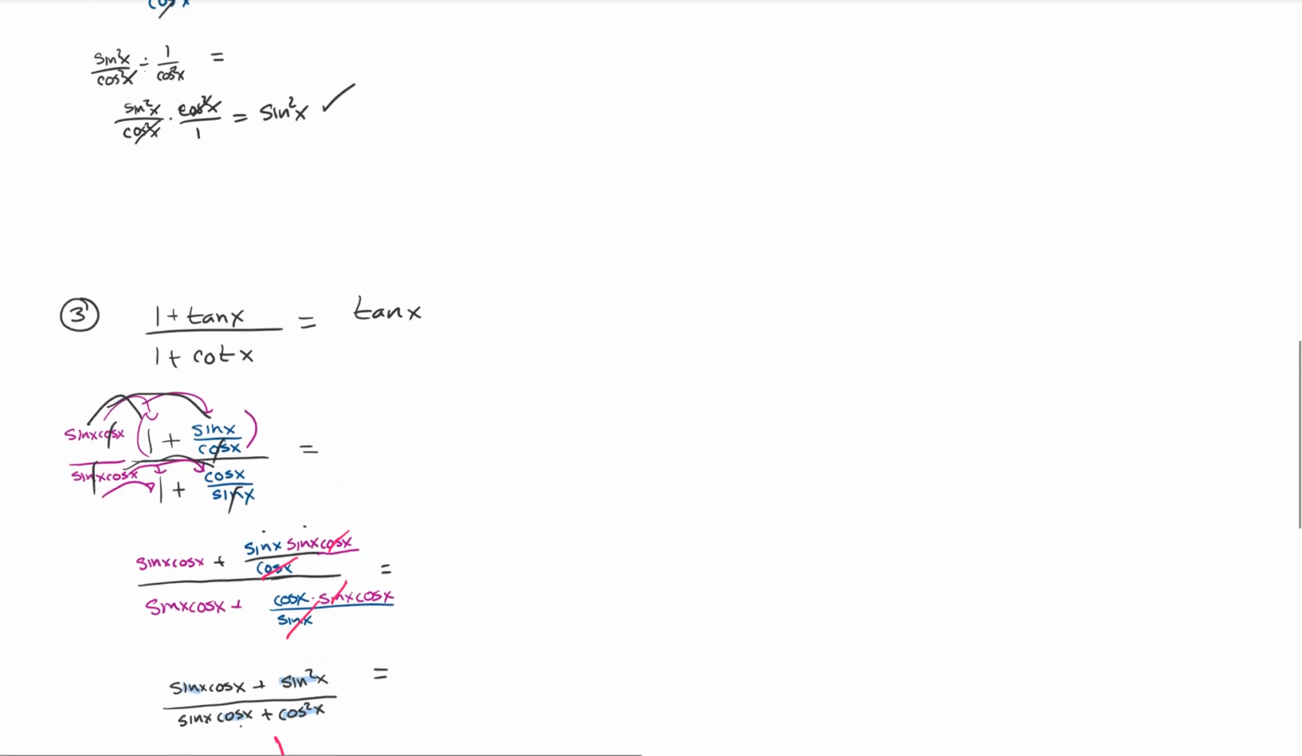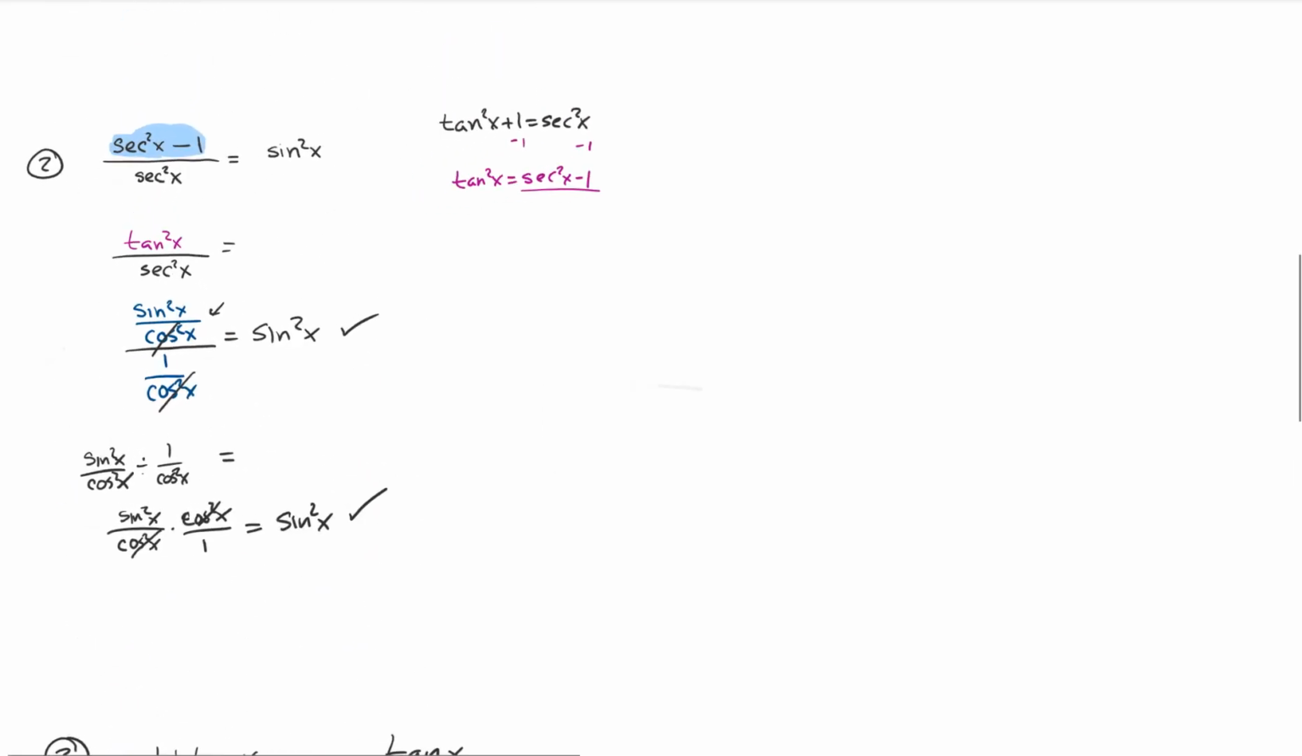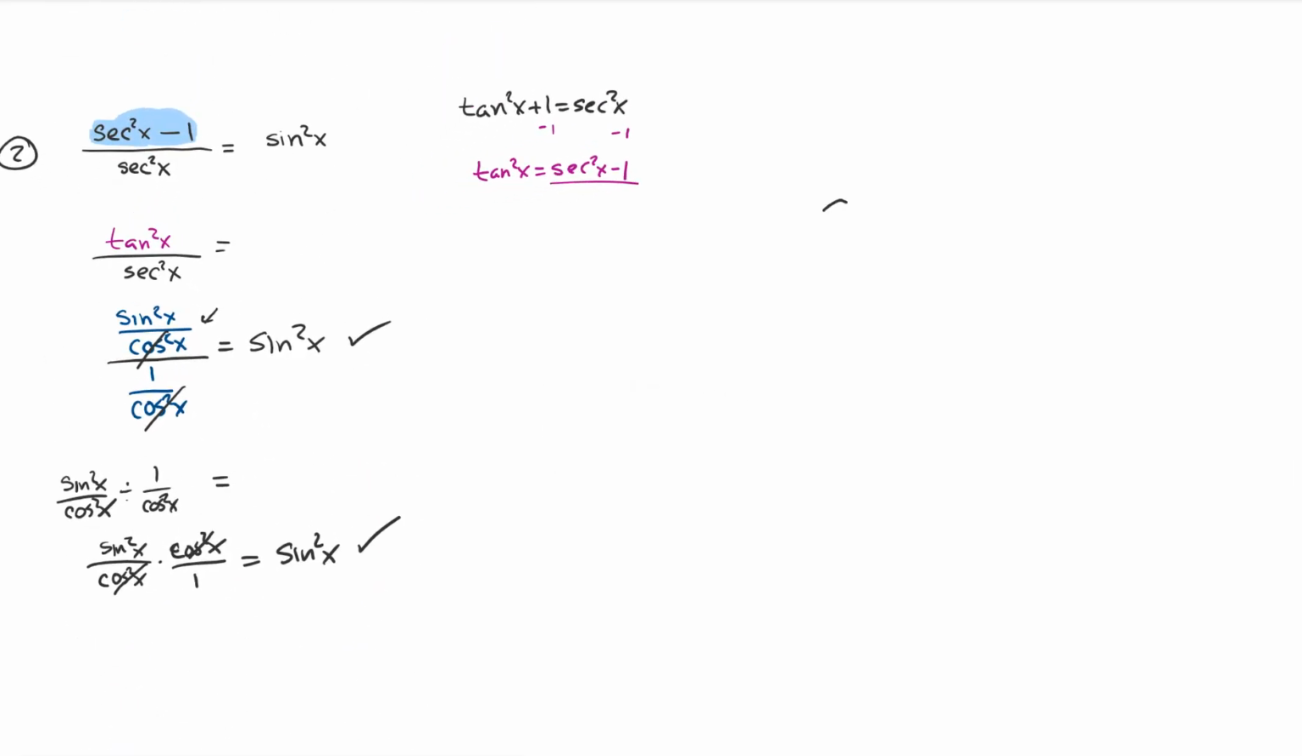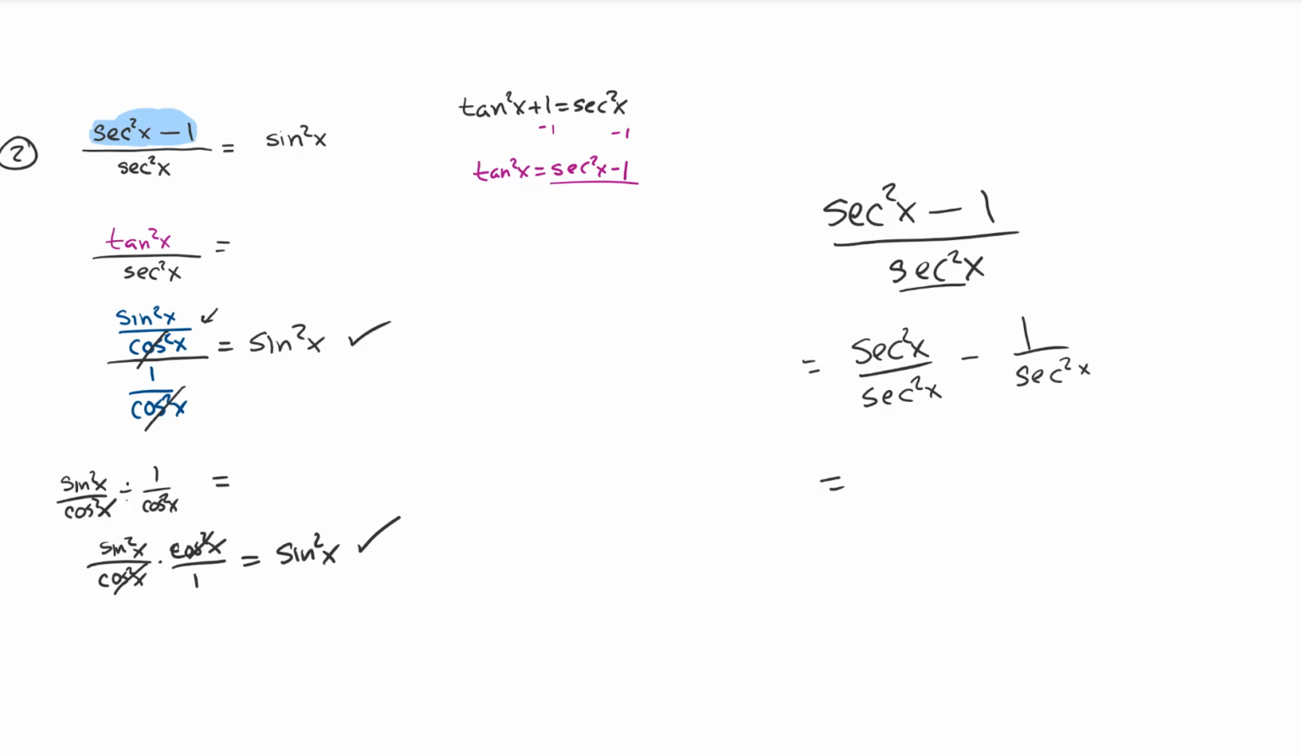Okay, I'm actually going to go back up to number 2 if you're interested. Another way to solve this problem, secant squared of x minus 1 over secant squared of x. I would solve it by doing this. If you have a single term in the denominator, you could put it down below of both. Secant squared over secant squared is 1. 1 over secant squared is equal to cosine squared. Do you know what 1 minus cosine squared equals? Sine squared.